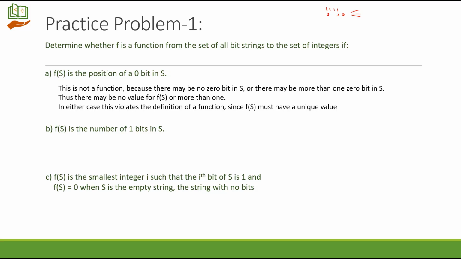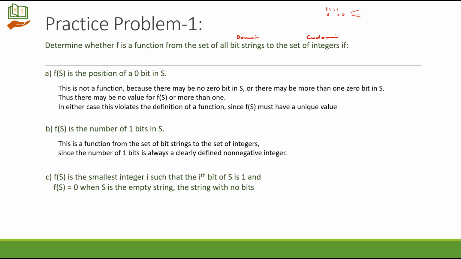Now, let's go for f of s is the number of 1 bits in s. We can count the total number of 1 bits and map it to a particular number in the set of integers. So, the bit strings will be the domain here and the set of integers will be the codomain here. This is a function from the set of bit strings to the set of integers, since the number of 1 bits is always a clearly defined non-negative integer. If the number of 1 bits is 0, it will be mapped to 0. When the number of 1 bits is 1, it will be mapped to 1.